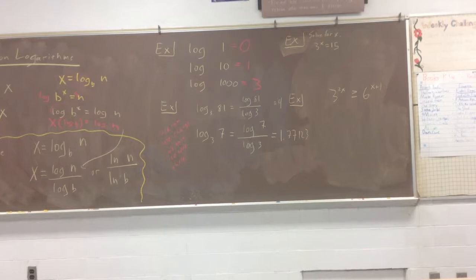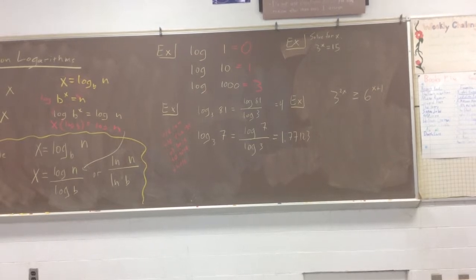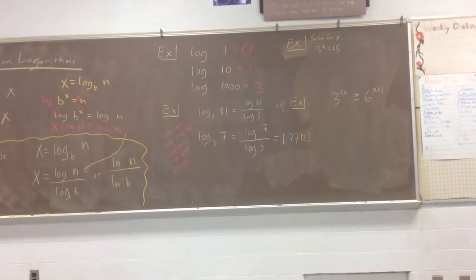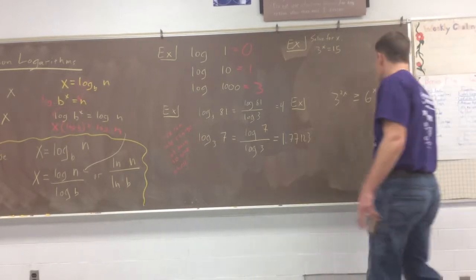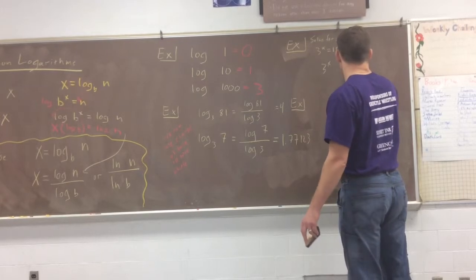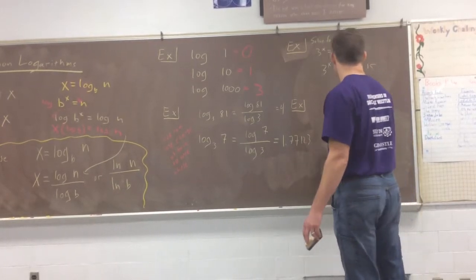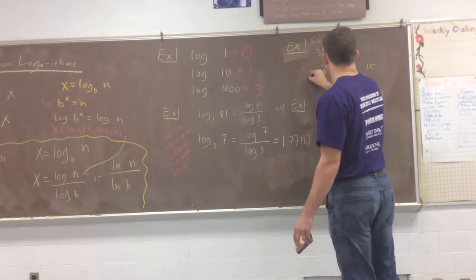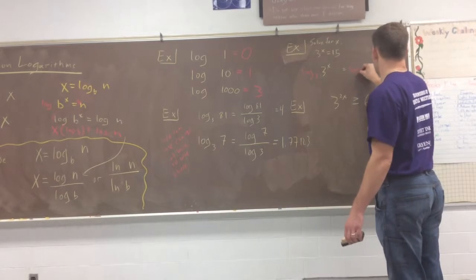Well, there's a couple different ways we can do this. What do you want to hit it with first? Log base 3 or log base 10? I don't care. Log base 3? Sure. 3 raised to x is equal to 15. Log base 3 of 3 raised to x and log base 3 of 15.